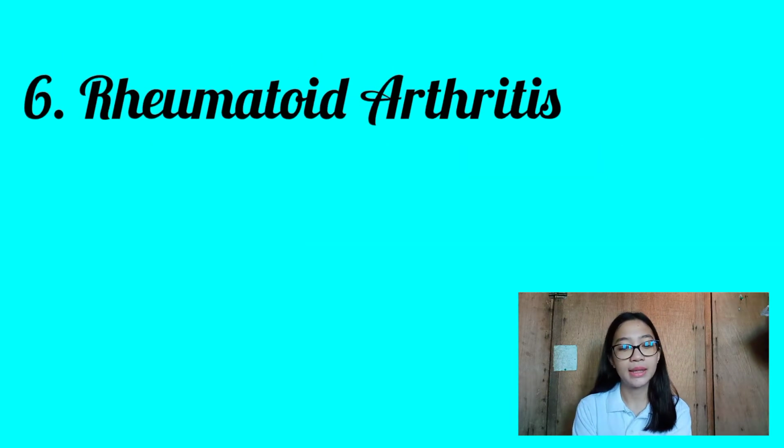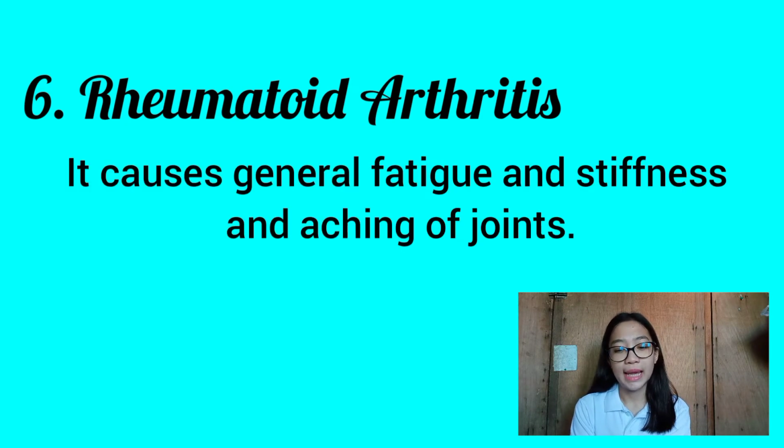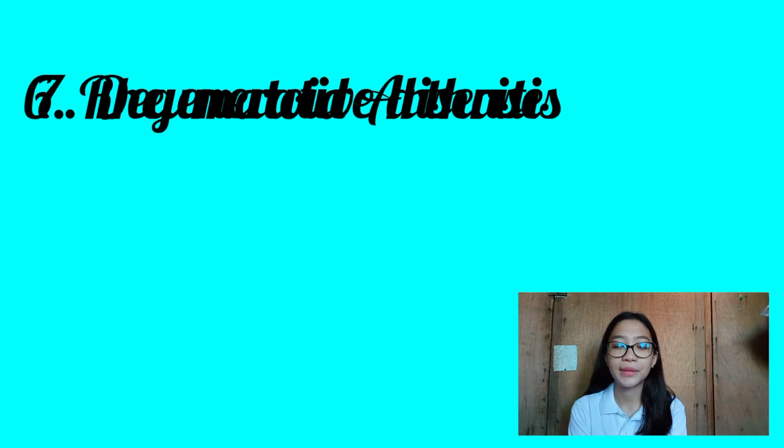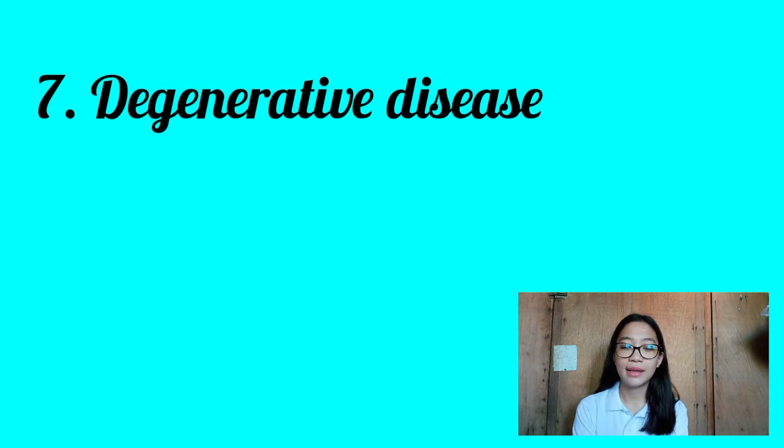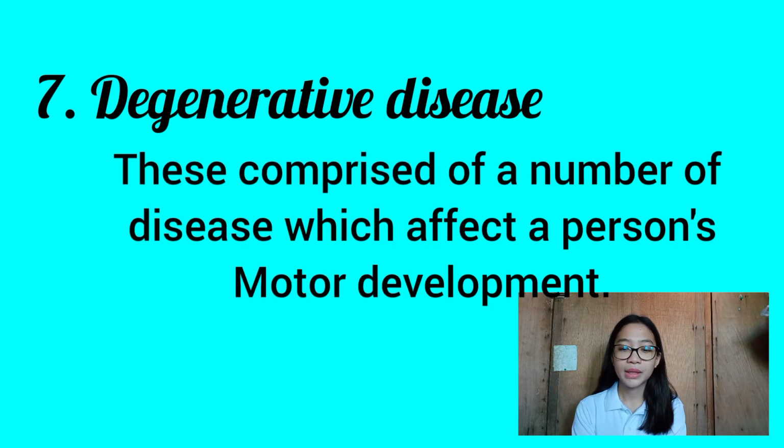The sixth type is the rheumatoid arthritis. This causes general fatigue and stiffness and aching of joints. Students who are affected by this may have trouble being in one position for a length of time. And the seventh type is the degenerative disease. This is composed of a number of diseases which affect a person's motor development. For example, musculoskeletal, juvenile rheumatoid arthritis, and muscular dystrophy.